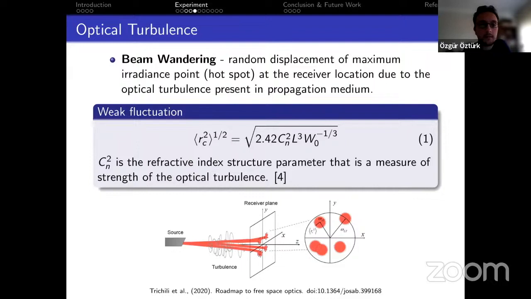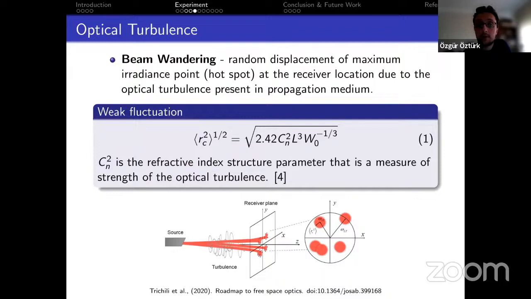This is the weak fluctuation theory. And we can approximate the average radial variance in this expression, R square sub C, by this reduced expression. In this expression, Cn square is the refractive index structure parameter. It's a measure of the strength of the optical turbulence.